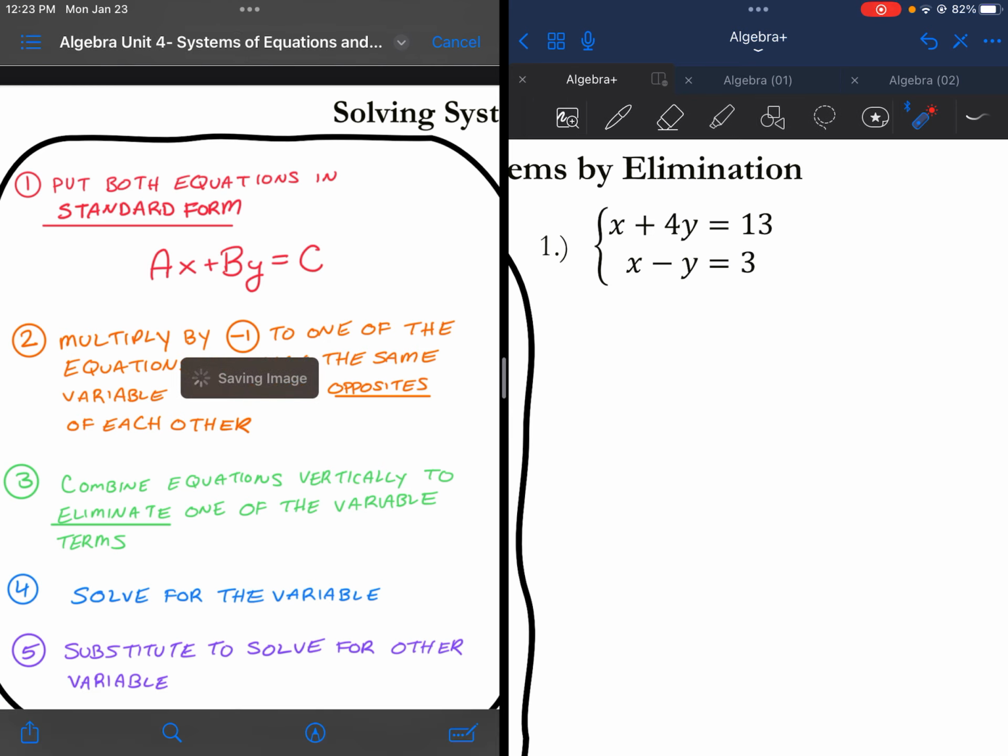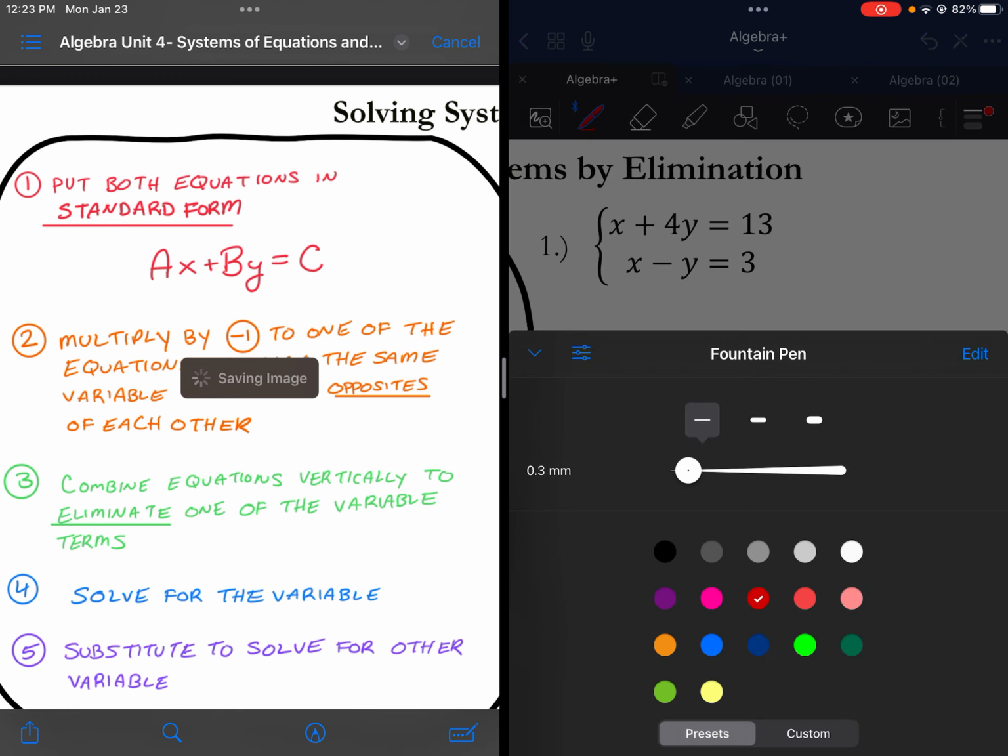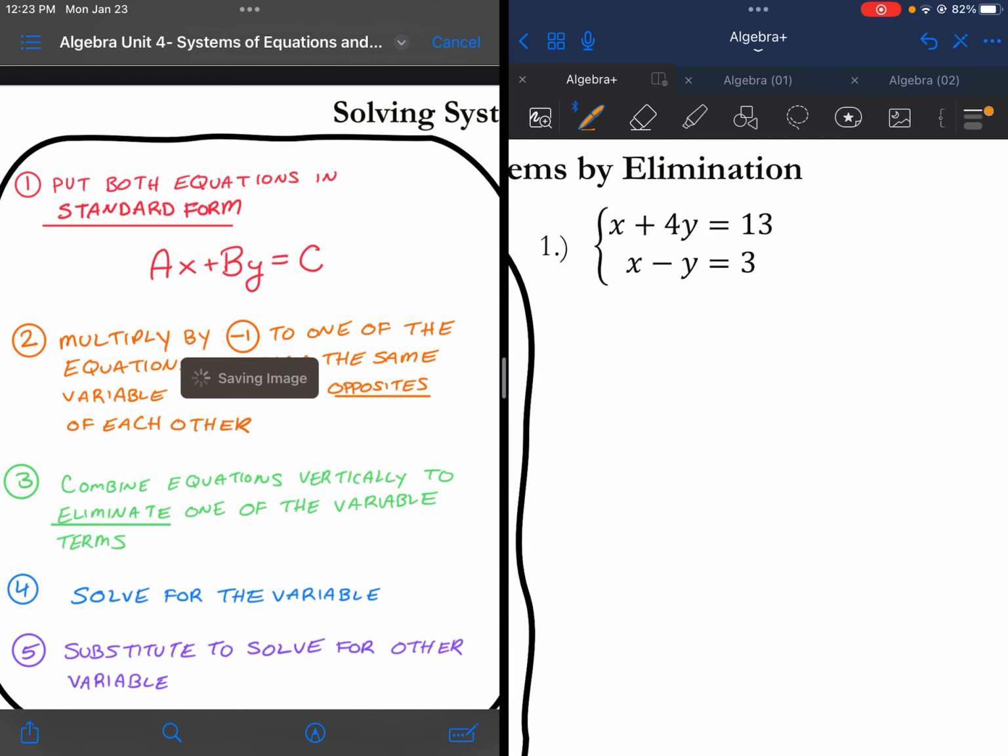Now, my goal is to eliminate one of the variables, right? So what I'm going to do is multiply one of the equations by -1. Now, elimination doesn't mean you're always going to be multiplying by -1. Sometimes it might be perfectly set up and you might not have to multiply anything at all. The next lesson we'll get to the harder problems where you have to multiply by a different number or divide by a different number. But for now, we're going to stick to multiplying by -1.